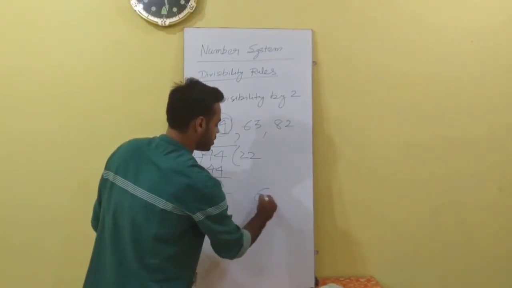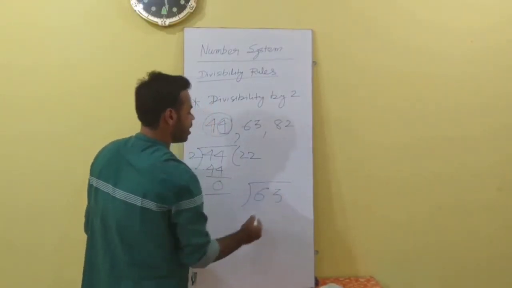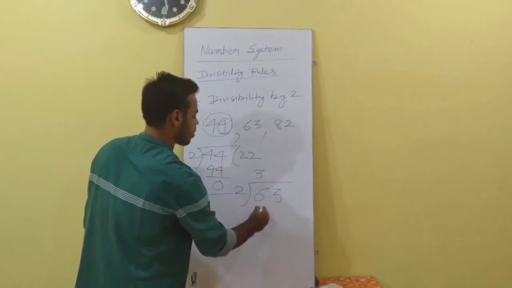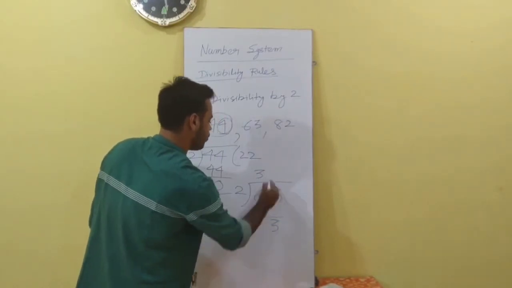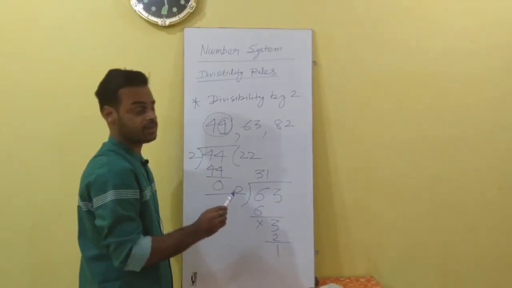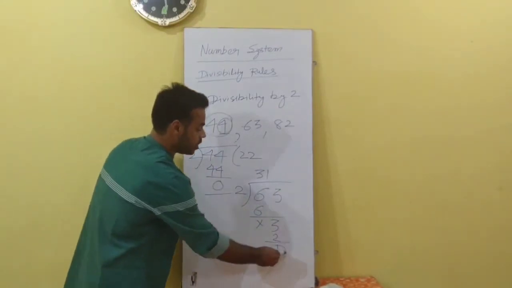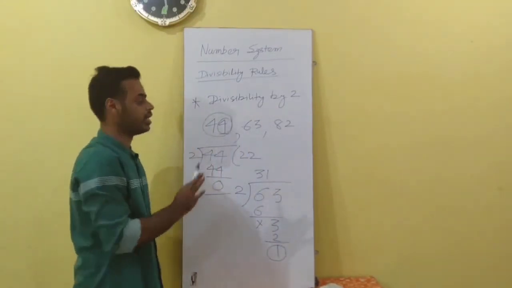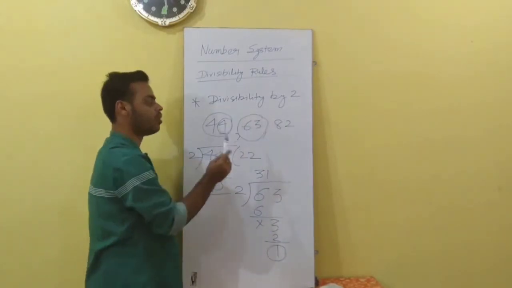Now we will take the second example, that is 63. When we divide 63 by 2, we will see that it gives us the remainder 1. So 63 is not completely divisible by 2, as it gives a remainder of 1. And also 63 is not an even number. Hence, this number 63 is not divisible by 2.